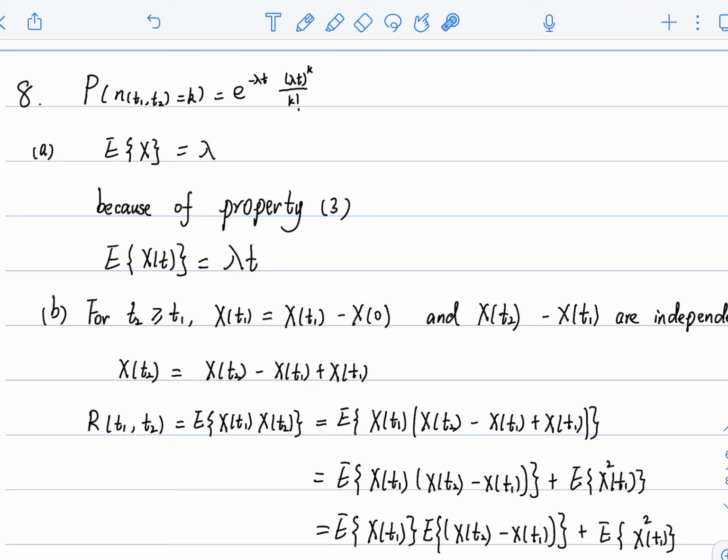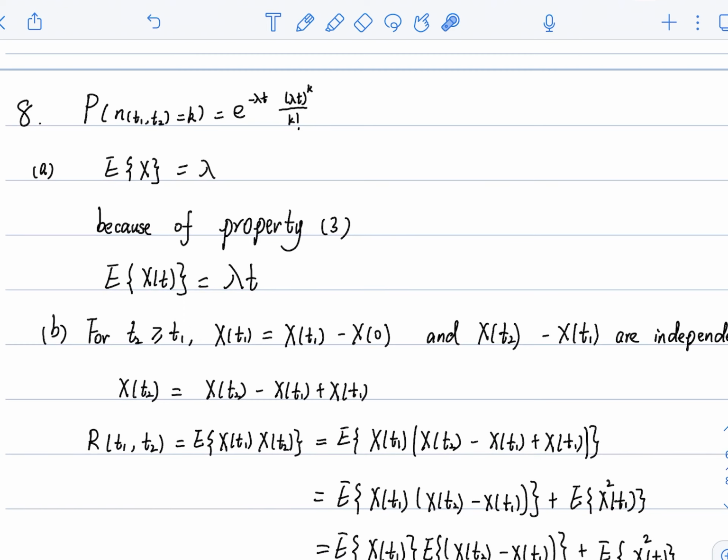Question 8 is a Poisson process defined by three properties. The formula of the Poisson process is the probability that N(t1, t2) equals k is e to the power of minus lambda t times (lambda t) to the power of k divided by k factorial.